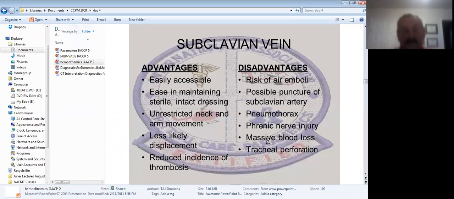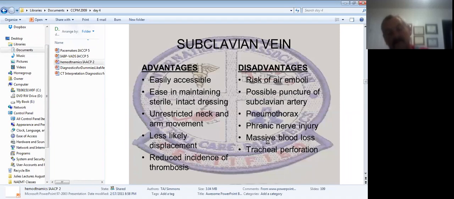It's really easy to access. It's easy to maintain. It allows unrestricted neck and arm movement. It doesn't displace easily. It has a low incidence of thrombus formation. So some disadvantages: there is a risk of air emboli when it's inserted. It is possible to puncture the subclavian artery, which would be bad. You can accidentally drop a lung when you insert one.